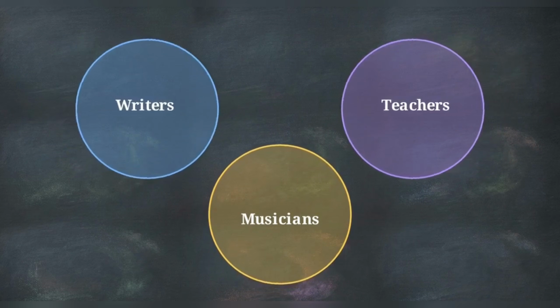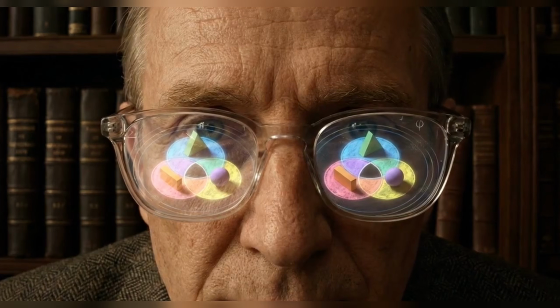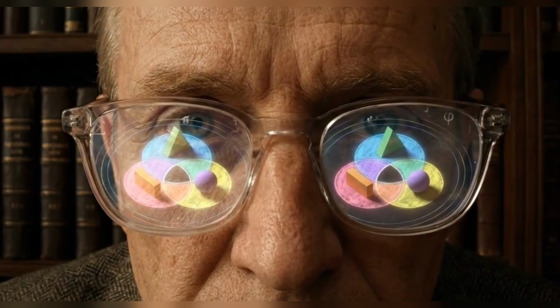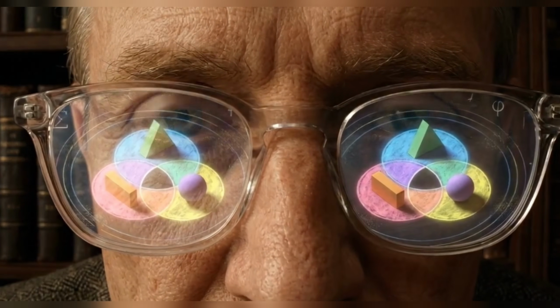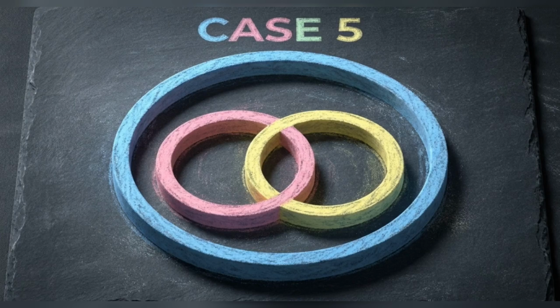Case 4 uses 3 overlapping circles to represent fluid, multidirectional categories. If we map writers, teachers, and musicians, we see that a single person has the capacity to inhabit all 3 spaces simultaneously. Recognizing these geometric architectures prevents you from attempting to invent new logical structures while under the pressure of an exam. Case 5 is a configuration often used to trigger errors.